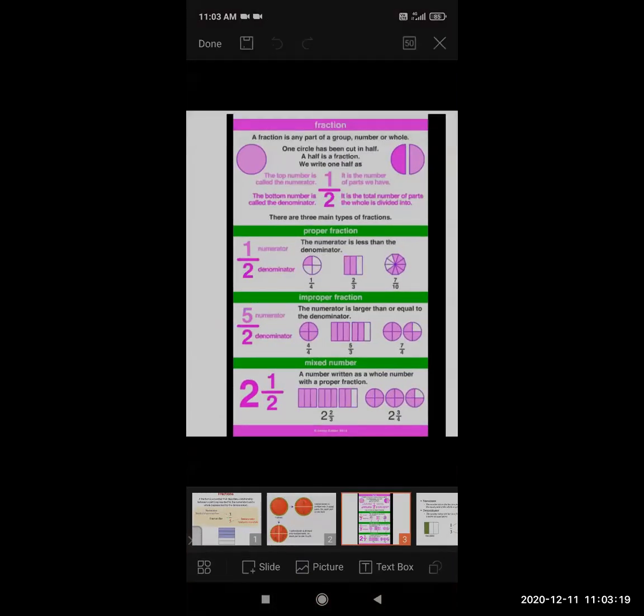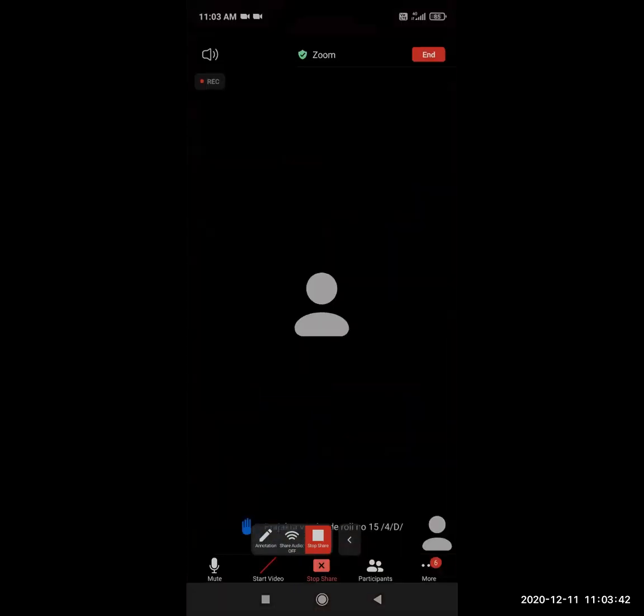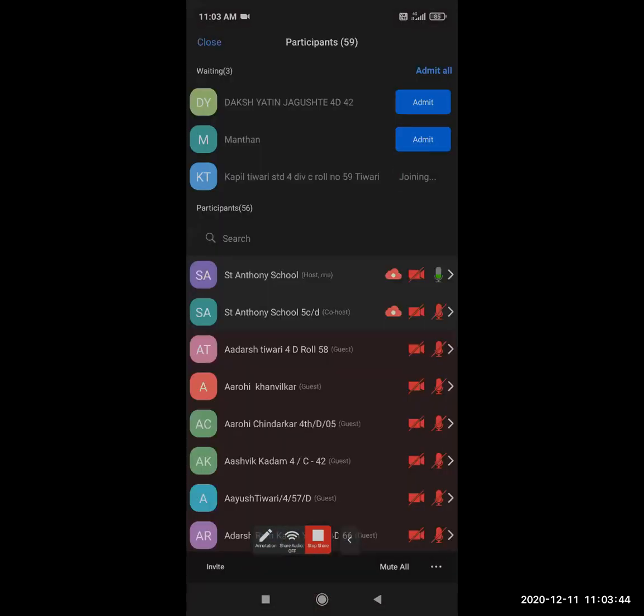Yes. So now you want to write down in your notebook the definition of proper fraction. What is the meaning of proper fraction? In the proper fraction, the numerator is less than the denominator. It means the numerator is always smaller as compared to the denominator. Clear?